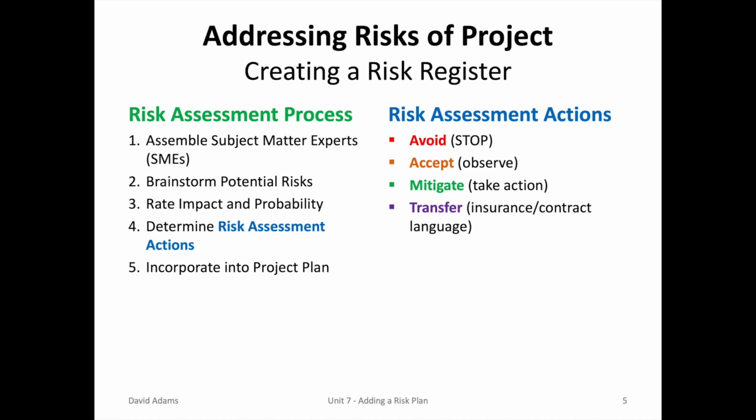In a risk register, there's usually 4 types of risk assessment actions. There's the all-out avoid, you stop the project. The risk is too much. Very rarely does that happen, but it does happen. You may choose to accept, which means, do you feel lucky? Will you observe it as a project manager? You may mitigate by taking some sort of action. And lastly, you can transfer the risk by either getting insurance or putting together contract language that will avoid the risk.